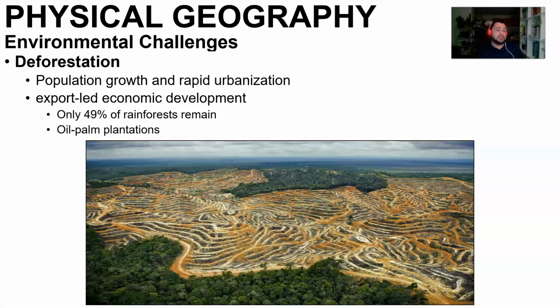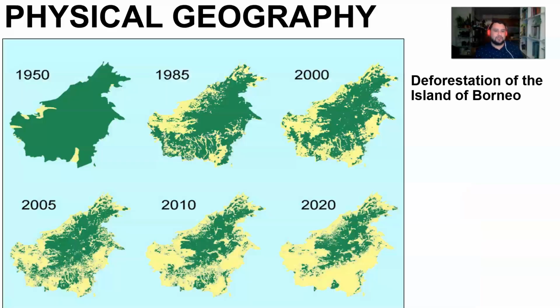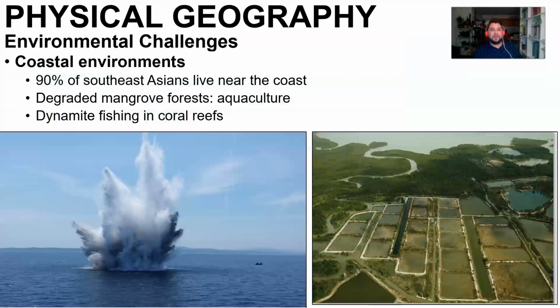About 50% of the original rainforests remain, but we see that the development of oil palm plantations has led to widespread deforestation. This is a rough estimate of the forest loss on the island of Borneo. This large island is part of Indonesia. And in 1950, we can see that it was mostly covered by rainforest, but by 2020, it had lost about half or more of its forest cover.